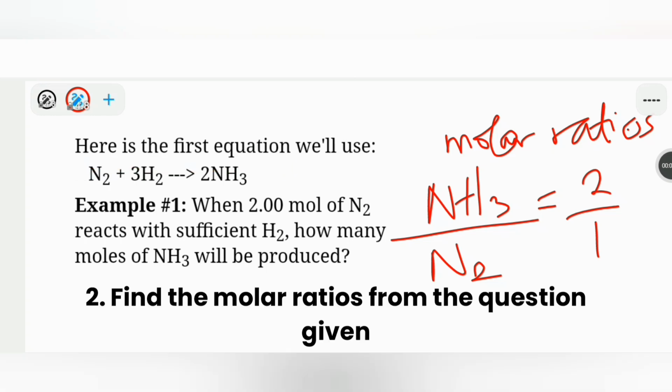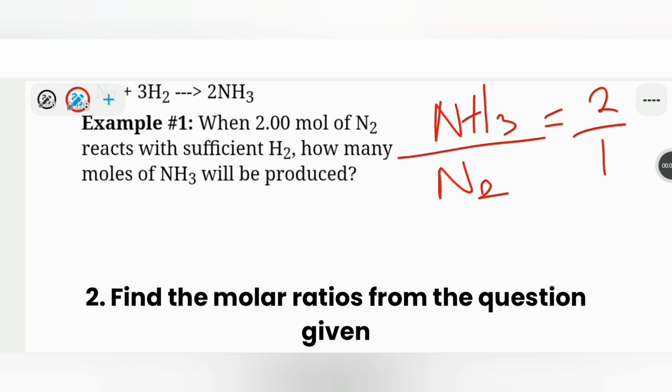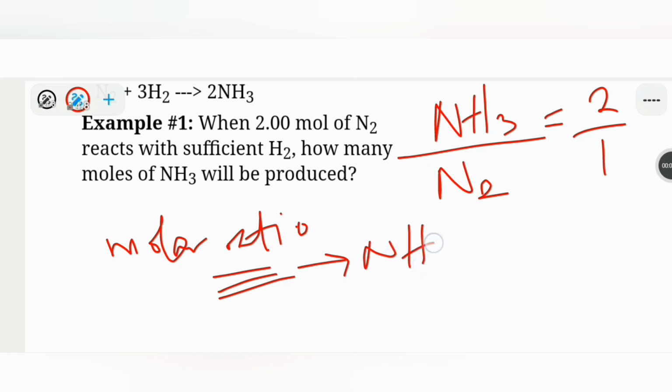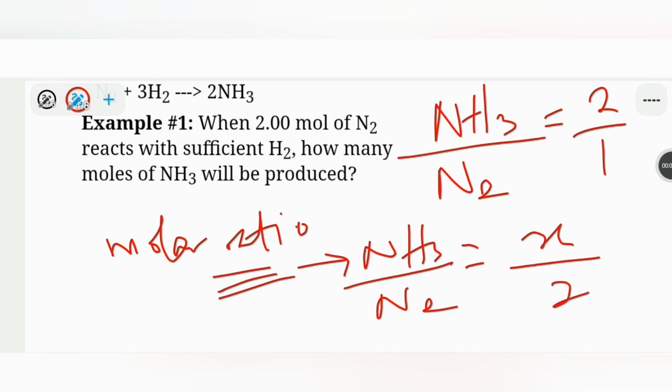Then get the molar ratio from the question. I'm still using NH3 over N2, but this one will be from the question now. So I will do NH3 over N2. Now NH3 is not known, I'm looking for it, so I'll write X divided by, check the question, you see the moles of N2. That is 2, so I'm going to put 2 here.